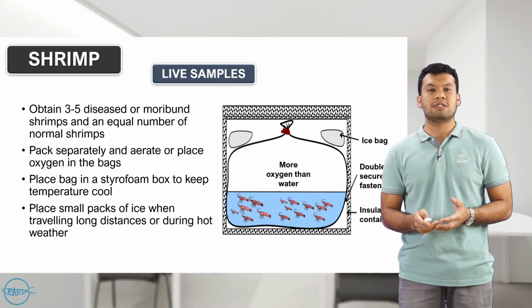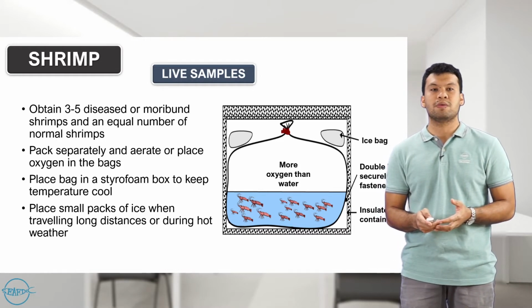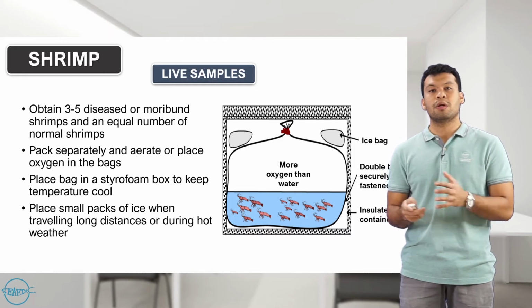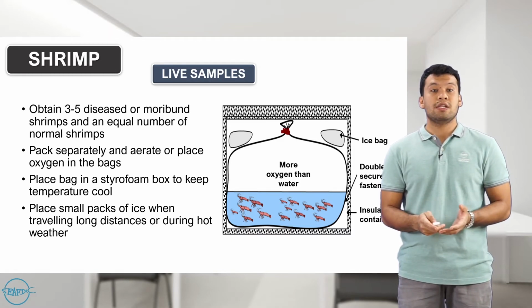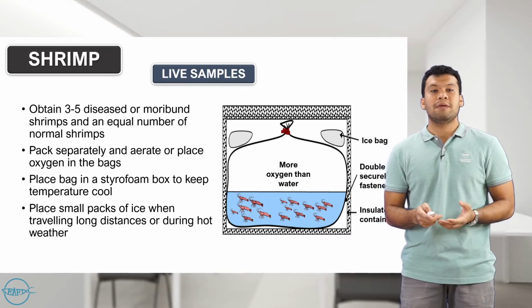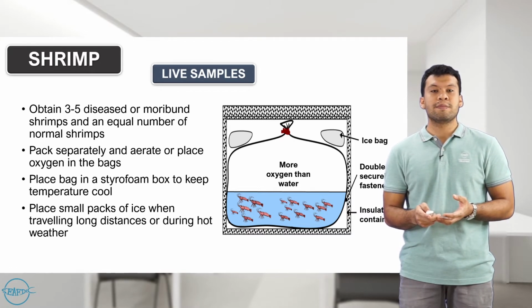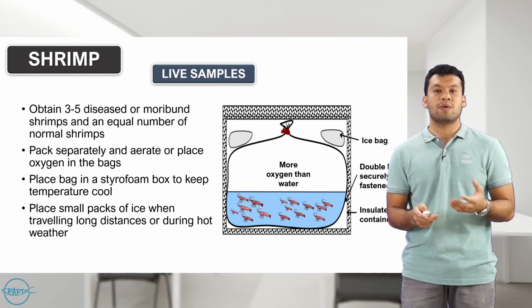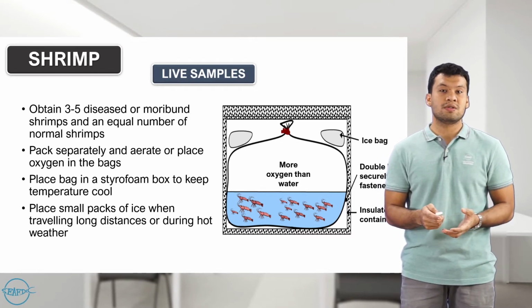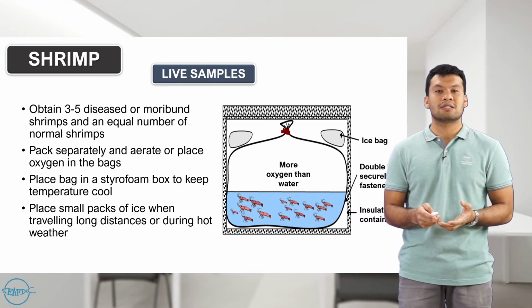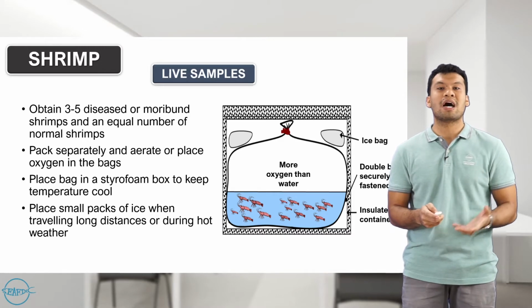So for shrimp, when you try to send live samples in our laboratory, you need to obtain 3 to 5 deceased or moribund shrimps and an equal number of normal shrimps. This is important so that we can compare the normal ones from the deceased ones. And then you need to pack it separately and aerate or place oxygen in the bags. And then place the bag in a styrofoam box to keep the temperature cool. At some point, you can place some small packs of ice when traveling long distances or during hot weather. Or for shorter distances, you can have it insulated in a styro box with oxygen or even without the ice.